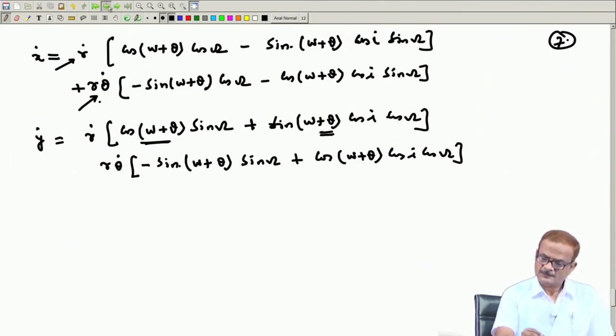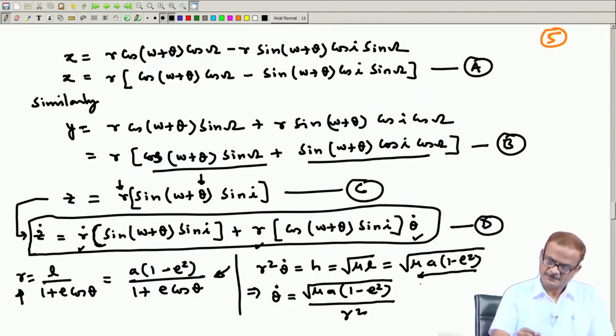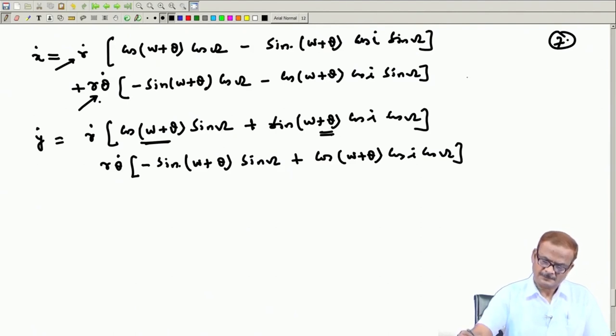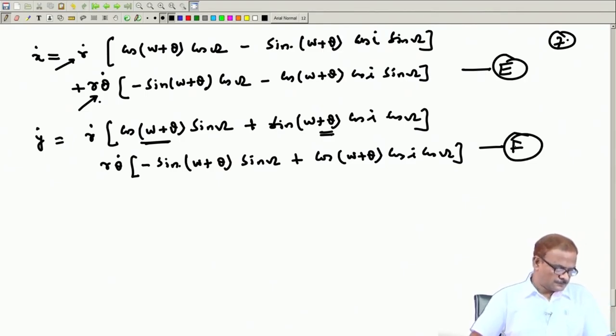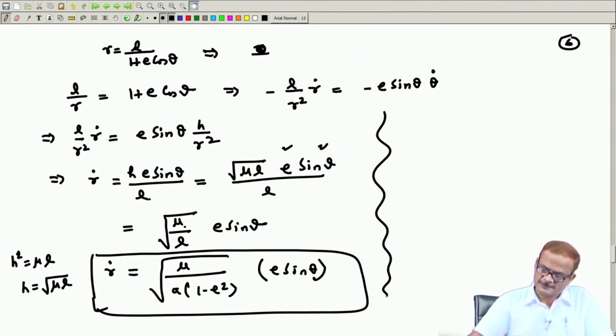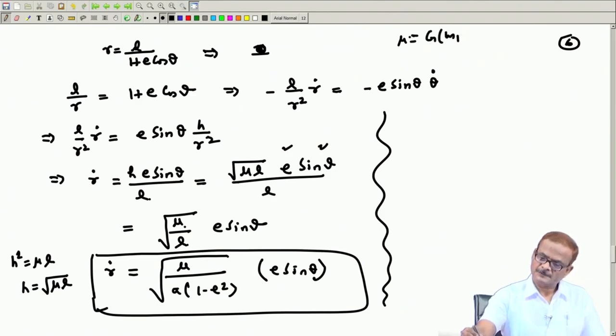So this completes the derivation, this is D, this is E and this is F. We are done. It is just a matter of programming and doing all these calculations, even using a calculator it can be worked out, provided we use all the equations that we have written here. Everything is known. Mu will be known to you because this is the planetary gravitational constant. In the case you are taking two body systems, mu will be simply G times m 1 plus m 2.